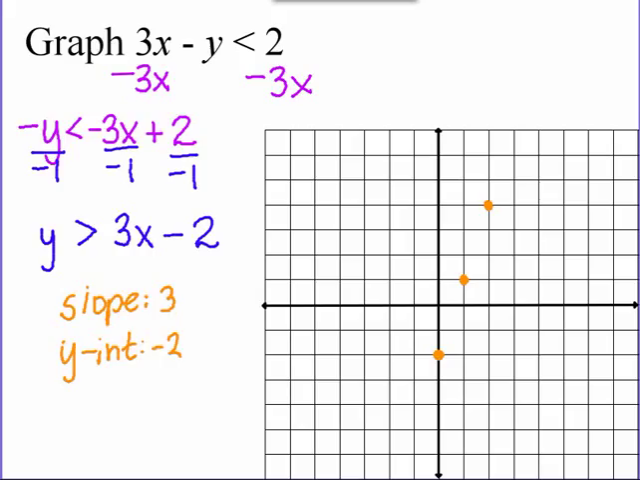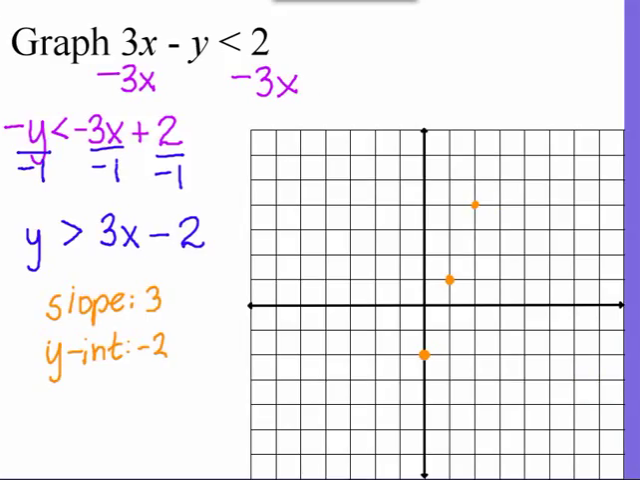So is there an equal to part in this problem? No. The equal to part would look like that, with the underline. It doesn't have that, so I'm going to use a dashed line. So I need to go ahead and get a dashed line and draw that in.